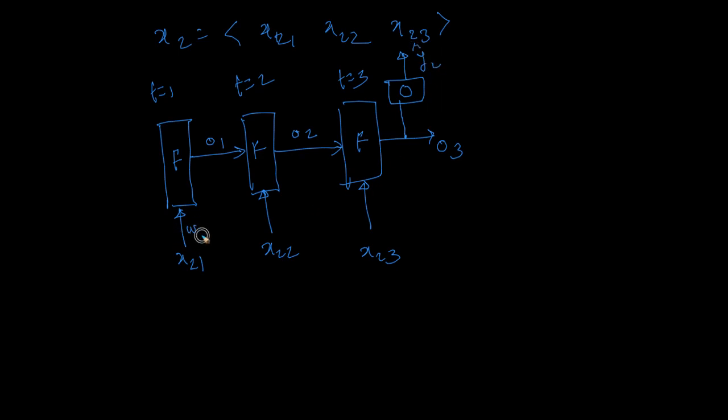Again, the weight here is W1, and the weight here is W2. Here the weight is W3. This is not required because it's not going to the next layer. There is no layer here. So this weight is W3. So three weights again. Only three inputs will be given for review 2, and we'll get an output. That is how this recurrent neural network works.